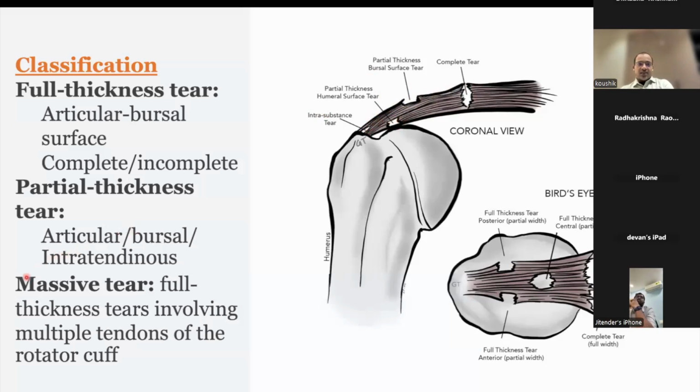One more tear is there, that is a massive tear. We say a tear is a massive tear when the full thickness tear involves multiple tendons of the rotator cuff. That is a massive tear. This is the basic classification of rotator cuff tears.